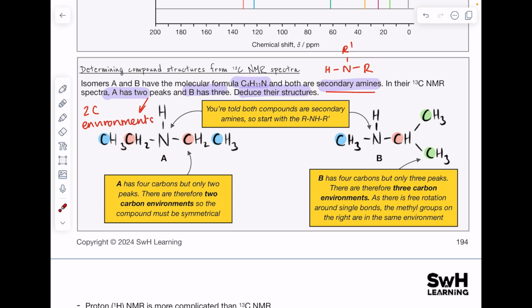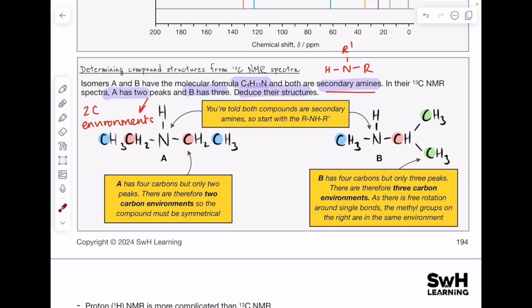So to look at A, we need to obey this molecular formula. We know it needs to be a secondary amine. We know that it has 2 carbon environments, but look, we've got to try and fit 4 carbons in. So those 4 carbons have to fit in 2 carbon environments, which means we must have a symmetrical compound. So actually, if you look at our final answer, yes, we have our secondary amine, and yes, the molecule is symmetrical, and therefore those 2 carbons there are part of one environment. These 2 are part of a second environment, so we would expect 2 peaks on our NMR.